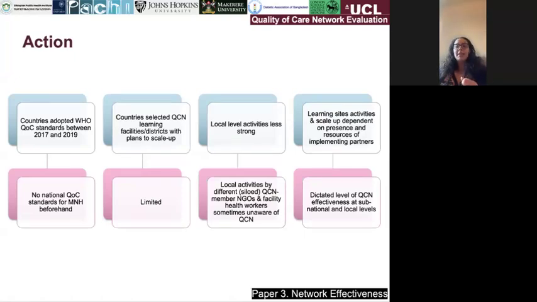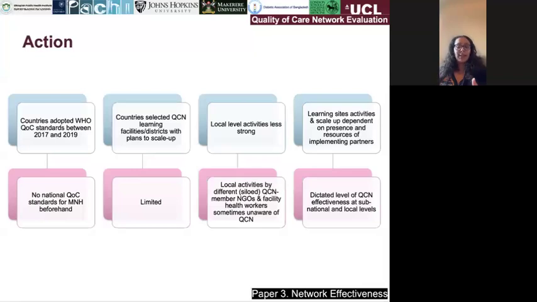A range of learning sites were selected in each country by the government, together with implementing partners, some of whom had pre-existing work in the selected districts, with plans to scale up QCN work to other facilities in the countries. By 2022, scale-up was not achieved in Ethiopia or Malawi, whereas in Uganda and especially Bangladesh, some scale-up was achieved. But implementation of local activities was less strong.